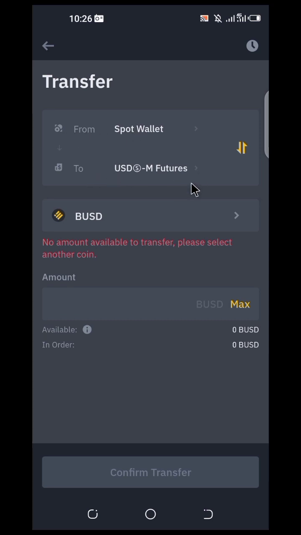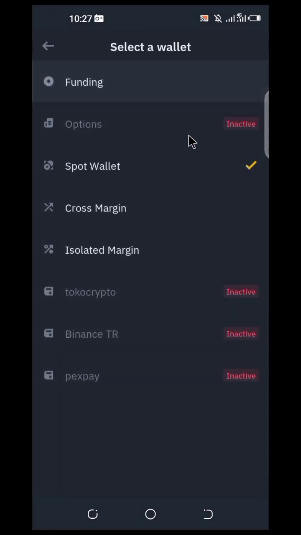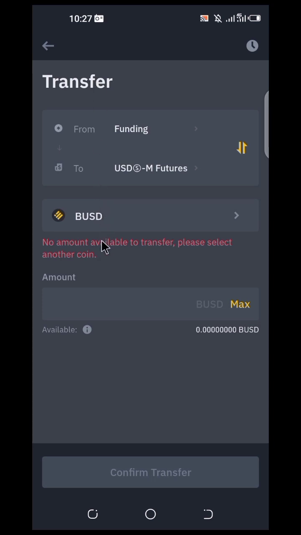Okay, so if you don't have funds in your spot wallet, what you're going to do is to click on it, and then you have the opportunity to select whether you are having your funds in your funding wallet or in your spot wallet. So if you have your funds in your funding wallet, you click on it. But what you need to understand is that anytime you buy crypto, it is automatically going to be on your funding wallet. So anytime you use P2P to buy any crypto, it is automatically going to be on your funding wallet.